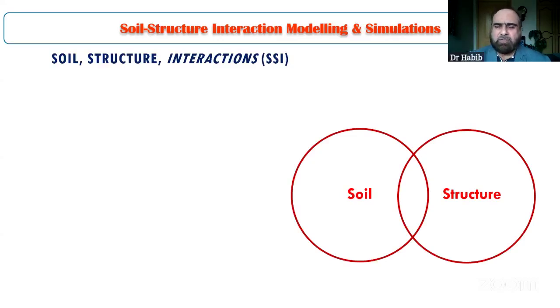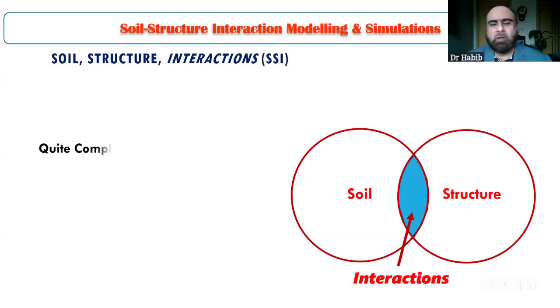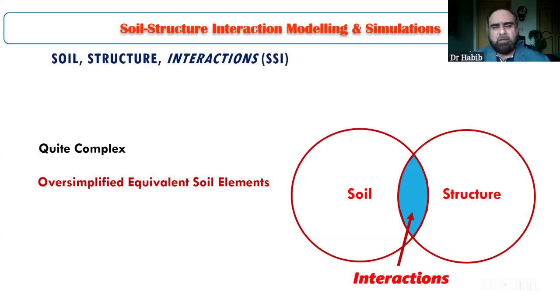And I have mentioned that we have always been practicing soil structure interaction since the advent of civil engineering itself. So this interaction, in fact, we have learned over a period of time that these interactions are quite complex in nature. They are not simple. But unfortunately, what's happening is that in empirical or semi-empirical concepts, we are converting the soil side, especially, into oversimplified equivalent soil elements. And this is the problem.